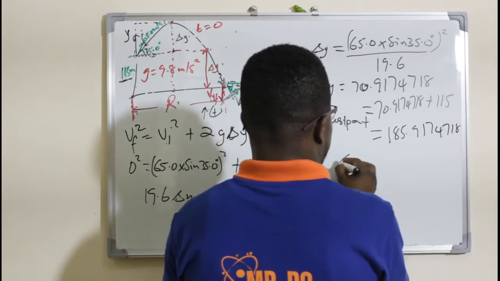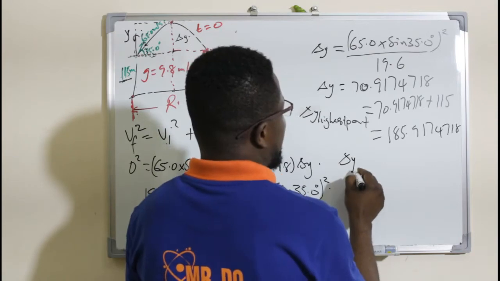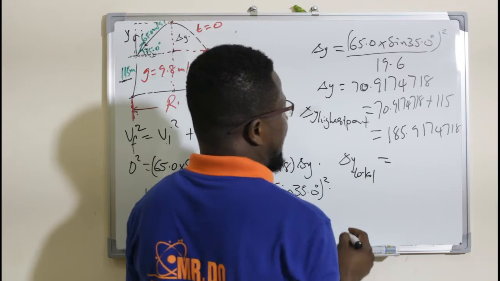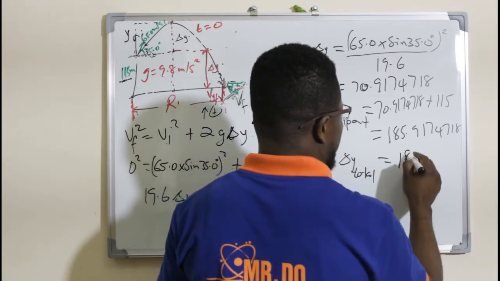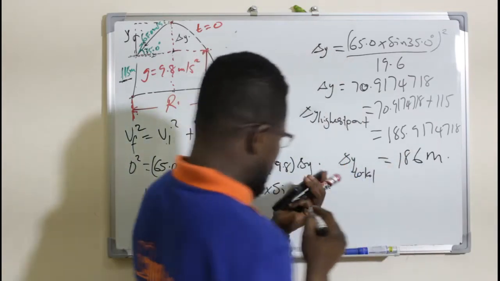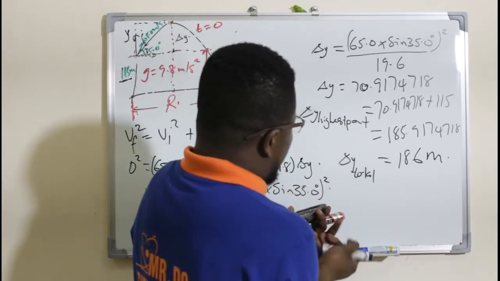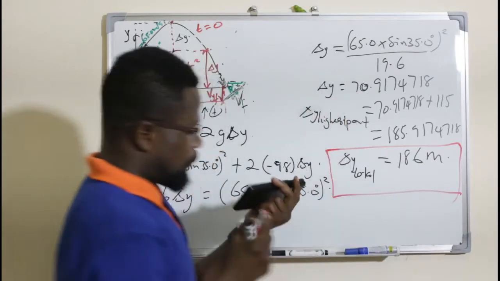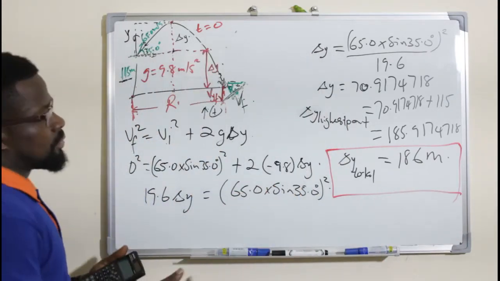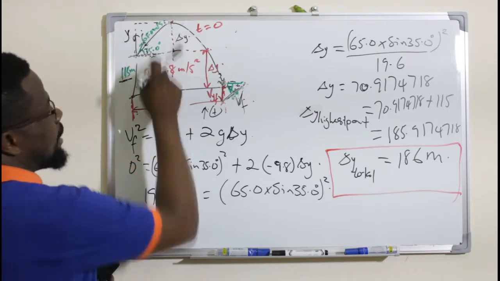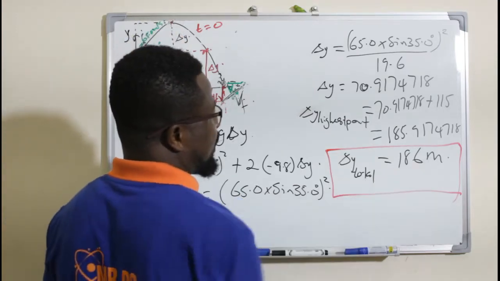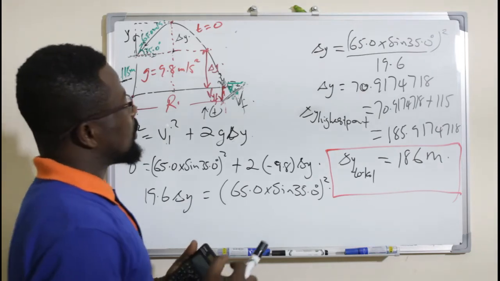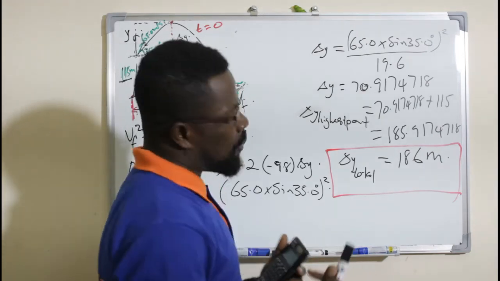And straight away we're getting 185.9174718, which I can simply, let me just call this one change in y total to make it simple. And that is going to become approximately this many meters. So this is going to be the highest point from the trajectory to the ground. So from here to here is going to be 186 meters high.